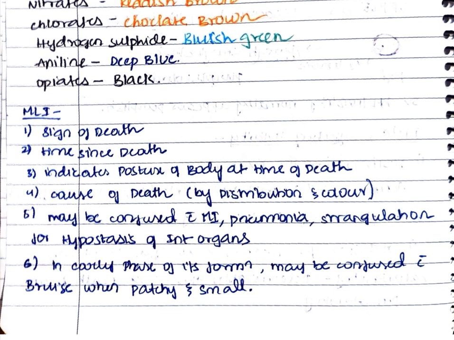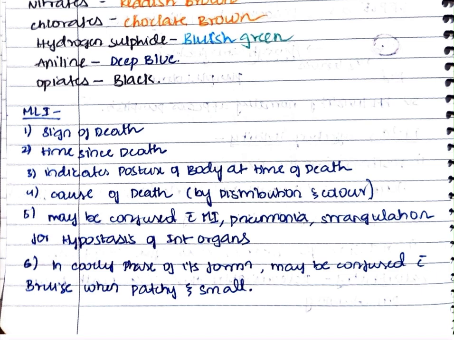So what is the medicolegal importance? Postmortem lividity is a sign of death, and you can estimate the time since death also, by the method known as colorimetry, and it indicates the posture of the body at the time of death, right? So the cause of death can also be known. If it is because of chlorates, it can be chocolate brown discoloration. If it's because of CO, then you can see this cherry red discoloration. So it determines the cause of death also by the distribution and the color.